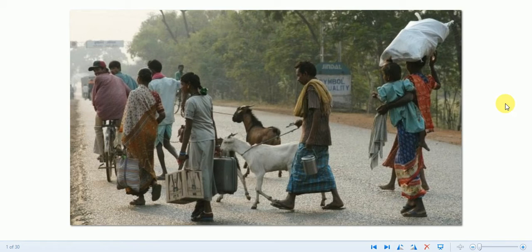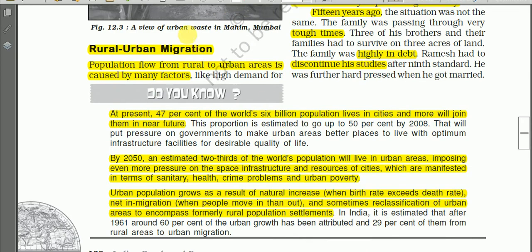Rural to urban migration, or rural-urban migration. I think you may be seeing this photograph showing a movement of people from rural areas to these cities and towns. Because of this, we have got problems in the big cities. Now let us read rural-urban migration.